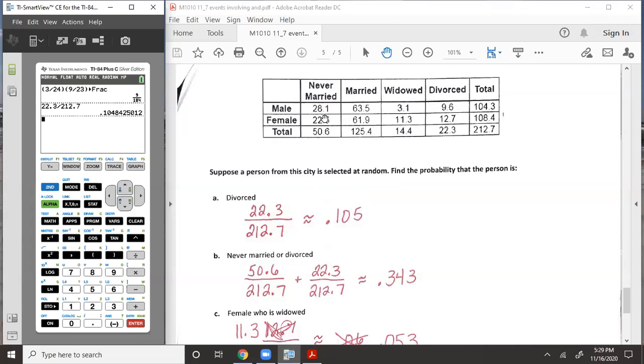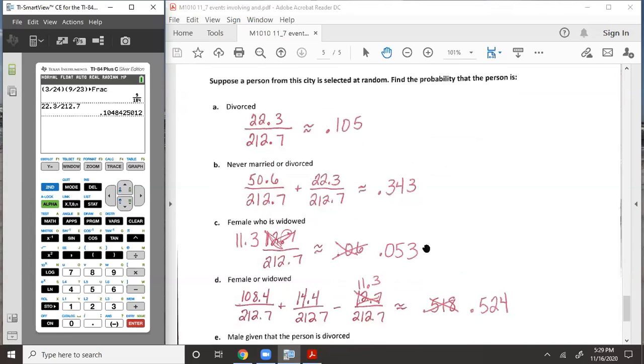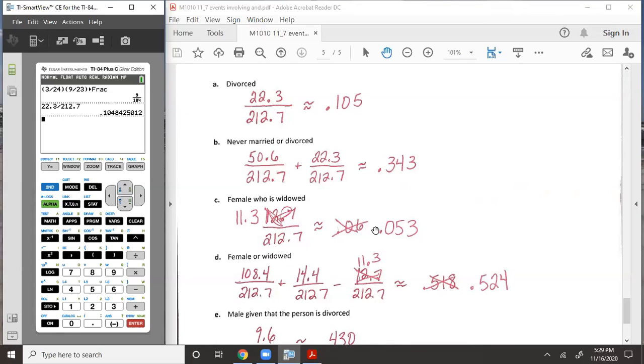Find the probability of a female who is widowed. So a female that is widowed is 11.3 over a total of 212.7, and that reduces to 0.053.